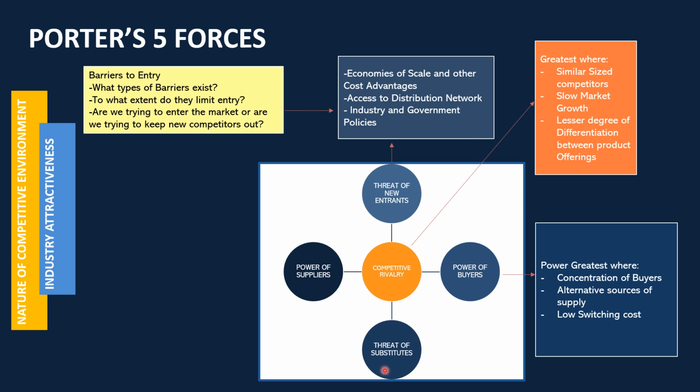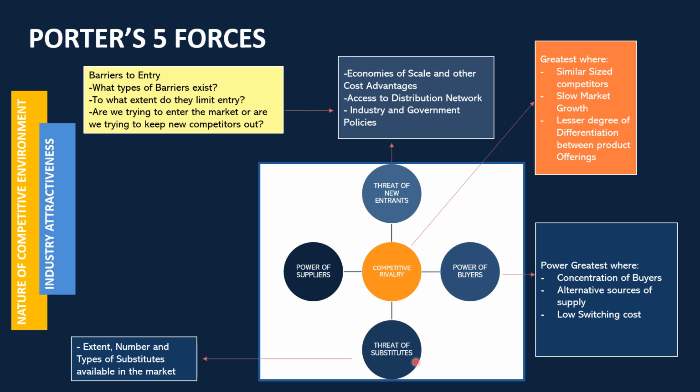Moving on to the power of buyers. This is the bargaining power of customers, and usually it is highest when there is a concentration of buyers, when there are alternative sources of supply available, and when the switching cost between products or between brands is much lower. The threat of substitutes.